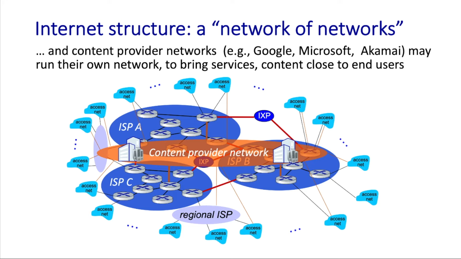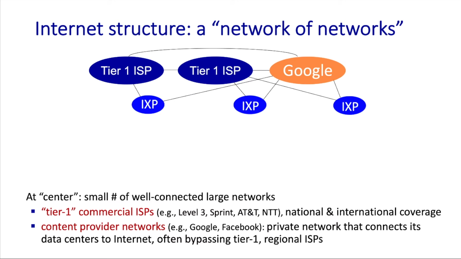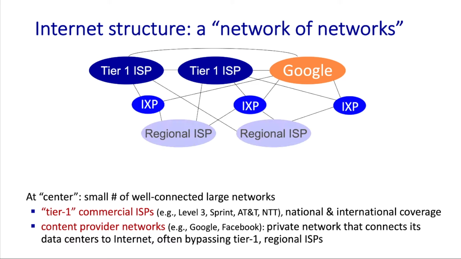And this picture that we see here is pretty close to the structure of today's internet. We said that the internet is a network of networks, and now you've got a sense of what that really means. At the center of the internet, we have a relatively small number of well-connected large networks. These are sometimes called Tier 1 commercial ISPs, such as Level 3, Sprint, AT&T, NTT, that have national and international coverage. Moving closer to the edge, there are the regional networks, all of which interconnect, that's to say peer, with each other and with Tier 1 providers.